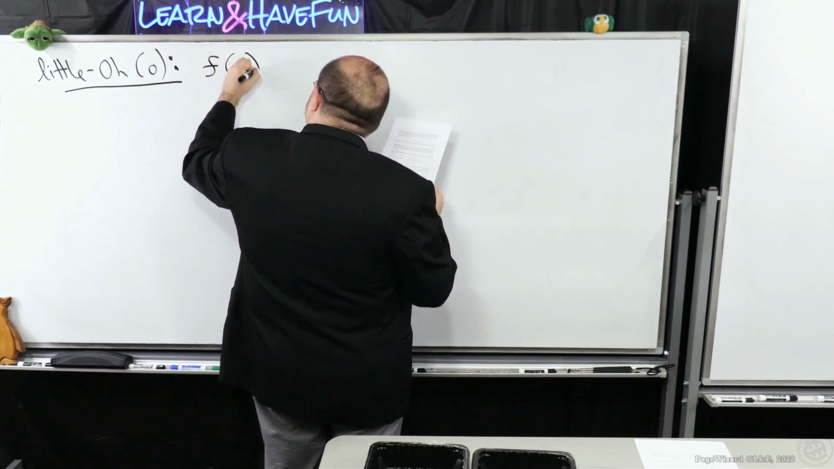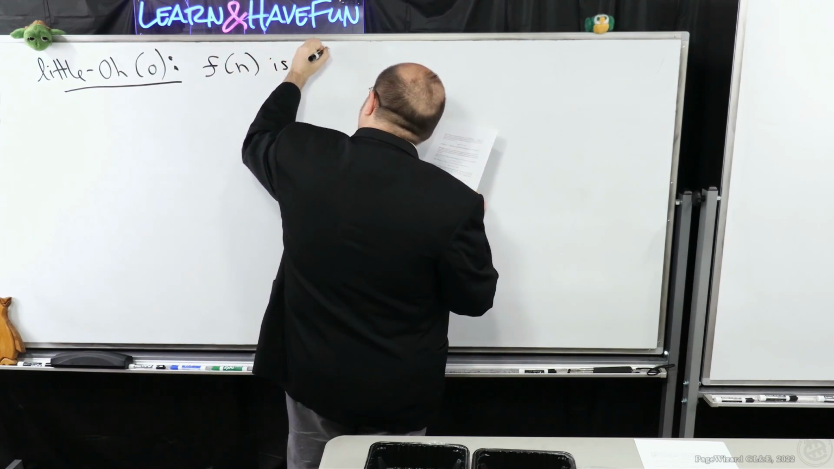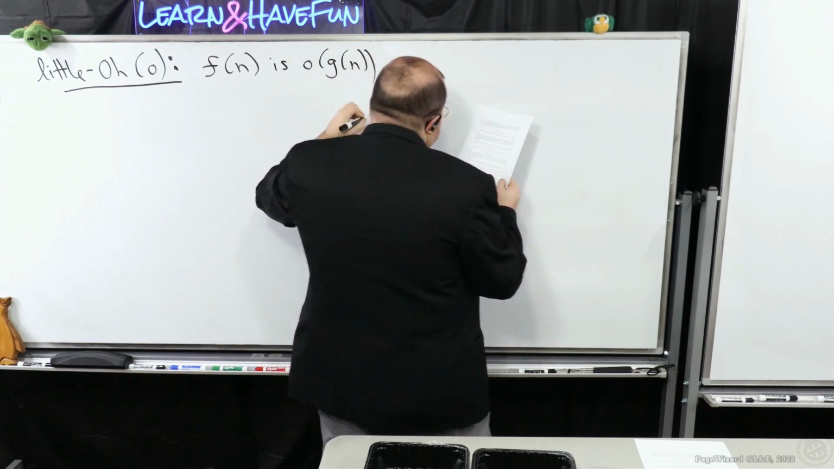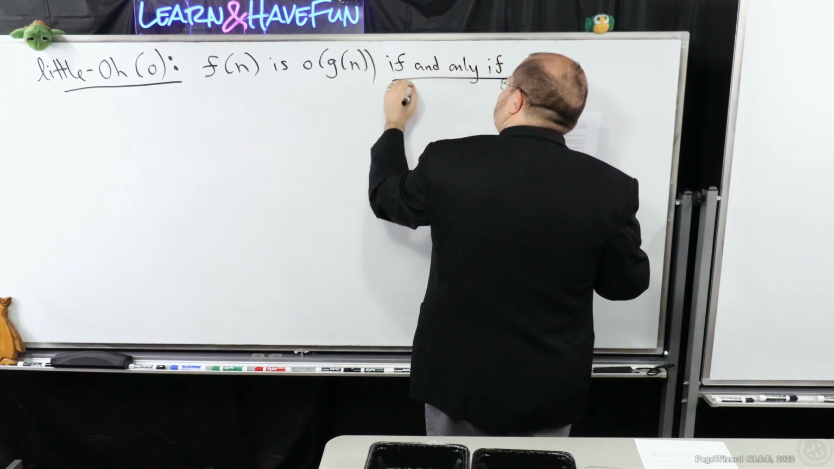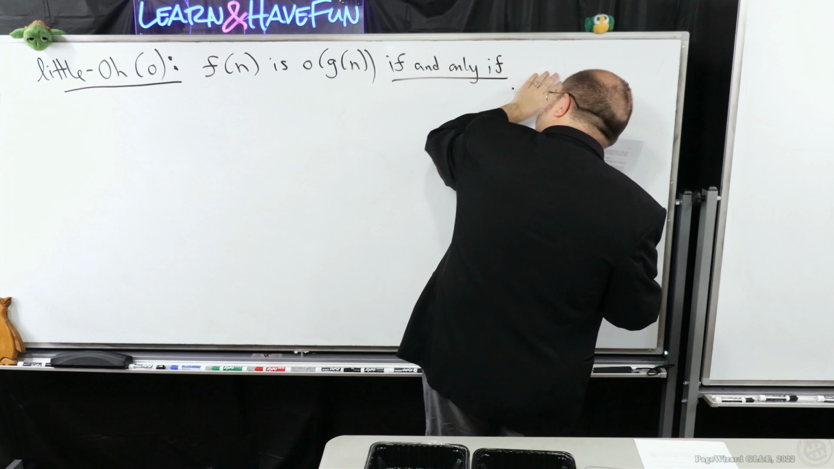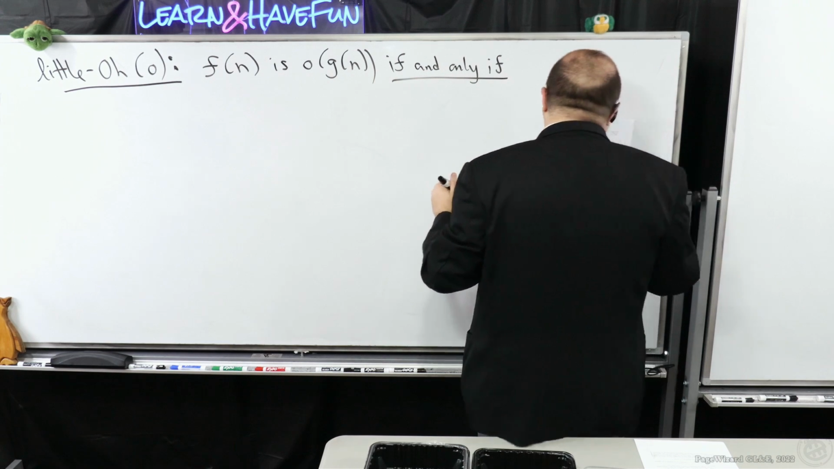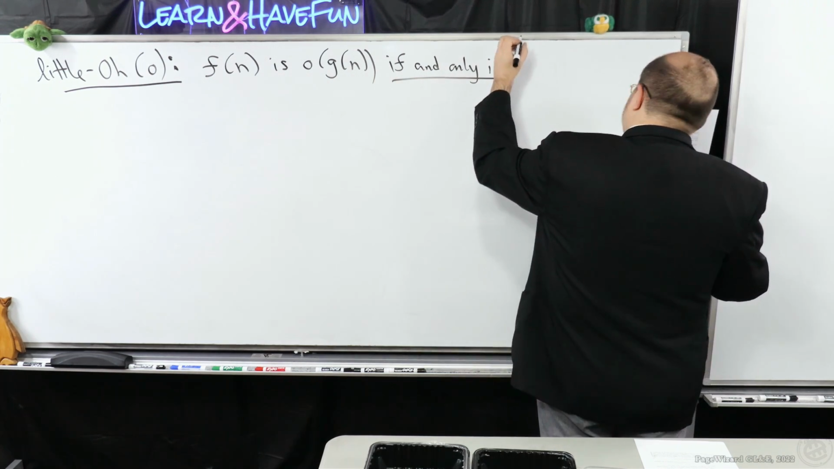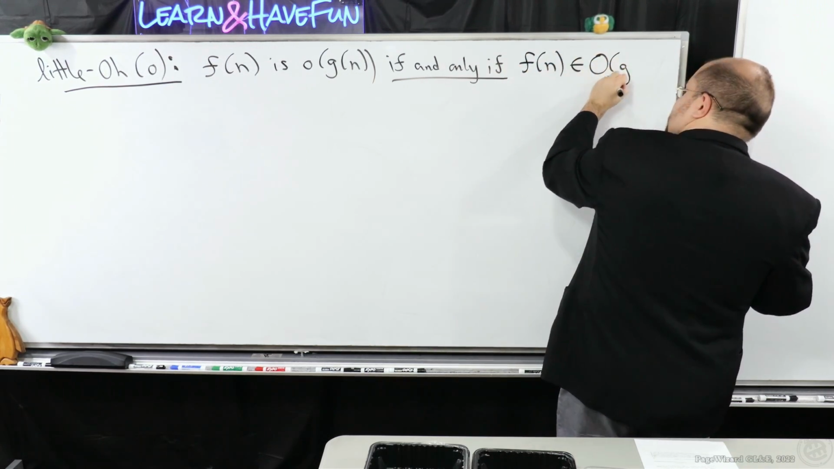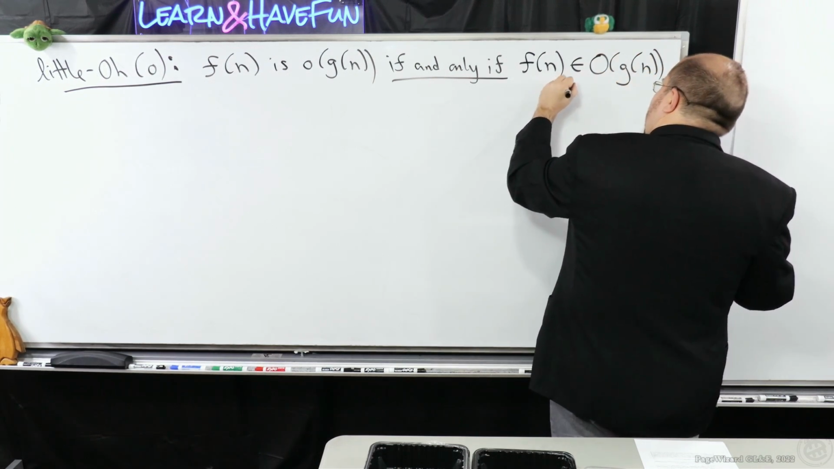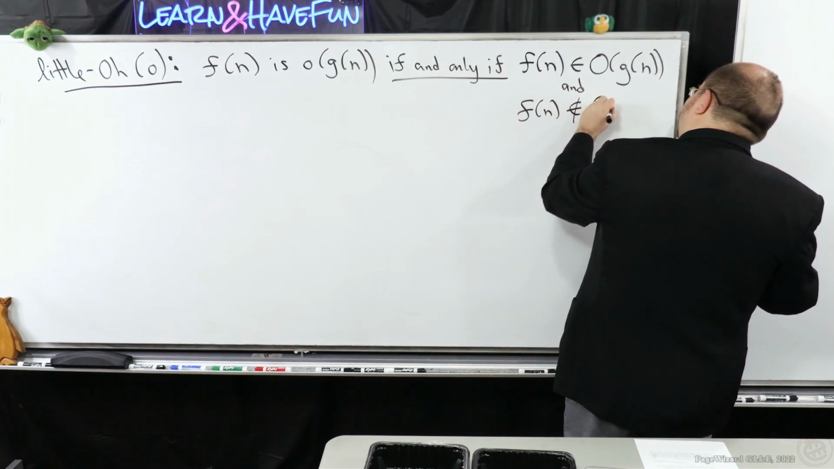So if I give you two complexity functions, f and g, we say f is little o of g if and only if f is big O of g and f is not big theta of g. I must stress that if what's here is true, whatever follows after the if and only if will also be true. If this is false, then whatever comes after the if and only if also has to be false.